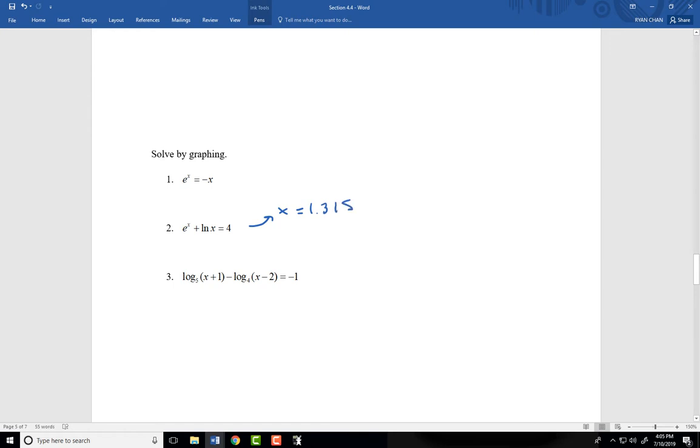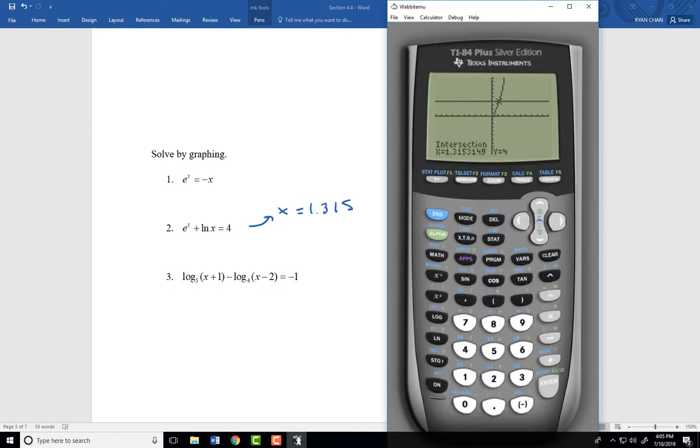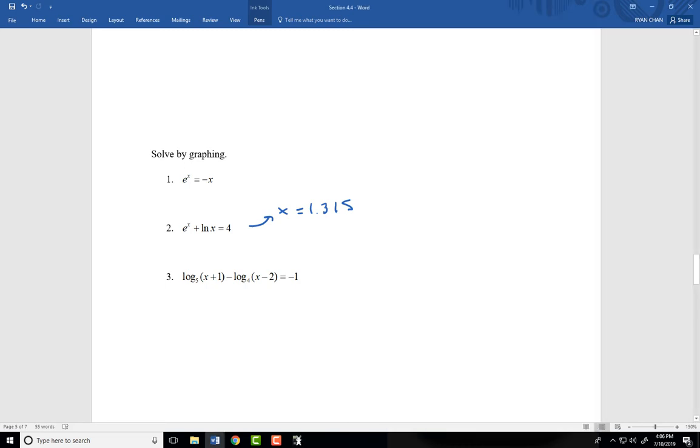Okay? So let me show this again. You graph the left-hand side and the right-hand side, you split them up, hit graph. Then you hit second trace, go to number 5, scroll over and hit enter 3 times. 1, 2, 3. That would be your answer right there. So that's what you would do if they say solve by graphing for the following.